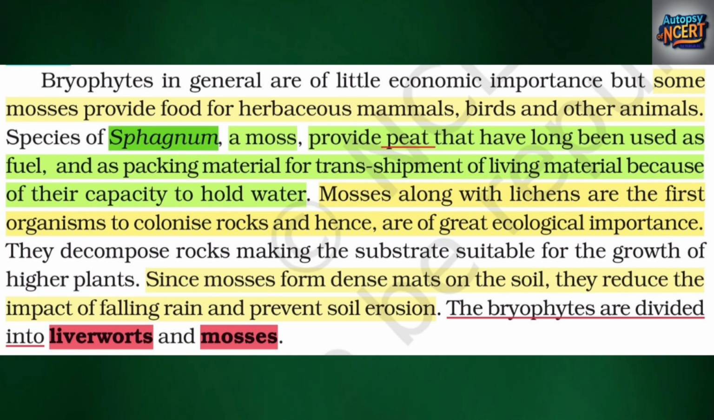Since mosses form dense mats on the soil, they reduce the impact of falling rain and prevent soil erosion. The bryophytes are divided into liverworts and mosses.